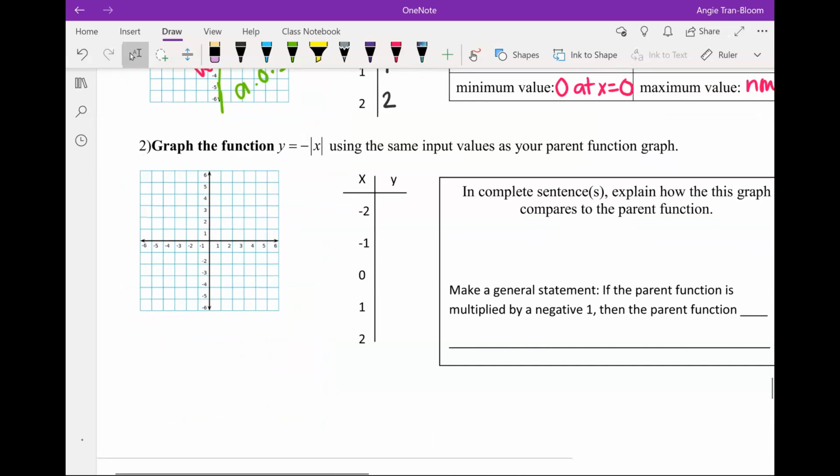I would like you and your team to fill out the outputs. 5 inputs are given. You and your team fill out the outputs. Brandon, what are your 5 outputs? Good. -2. Perfect. So graph it. -2, -2. -1, -1.